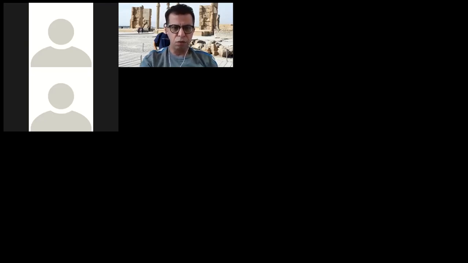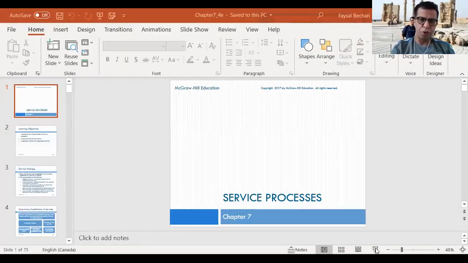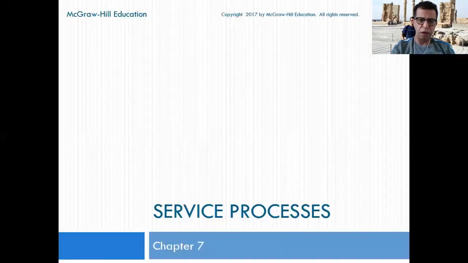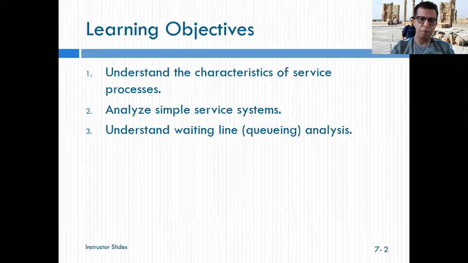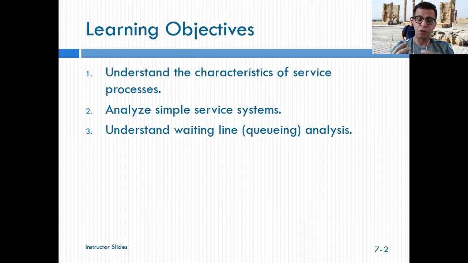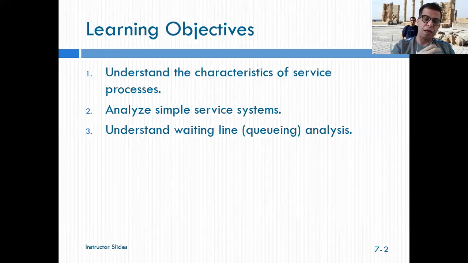Now, just to talk about the services and different kinds of services, we will talk today more about the process of the services, and we hope that we can finish some part of it, not everything. In this, you will learn and understand the characteristics of services. What makes services different from manufacturing? And then analyze a simple service system, how it works, and understand the waiting line, the queuing.